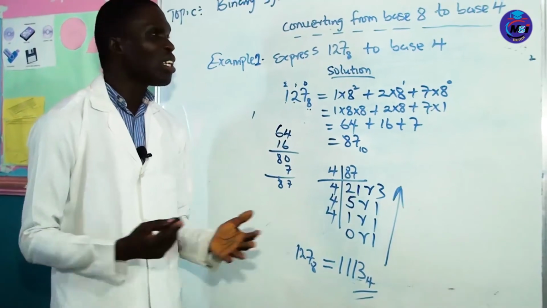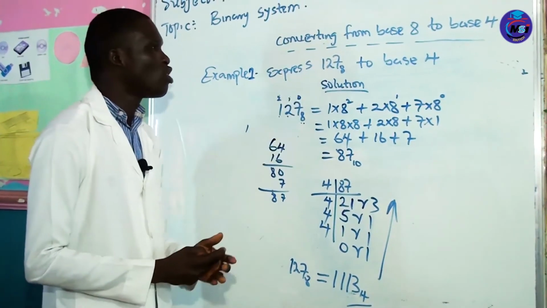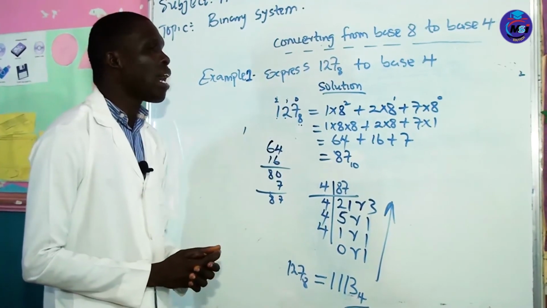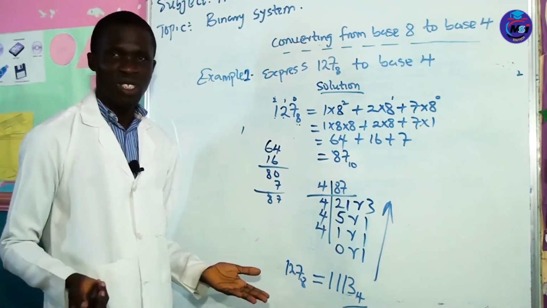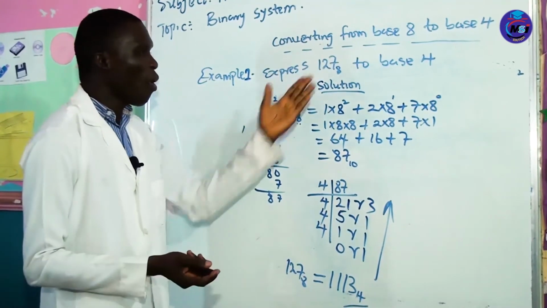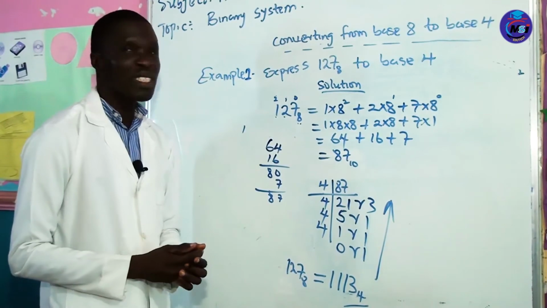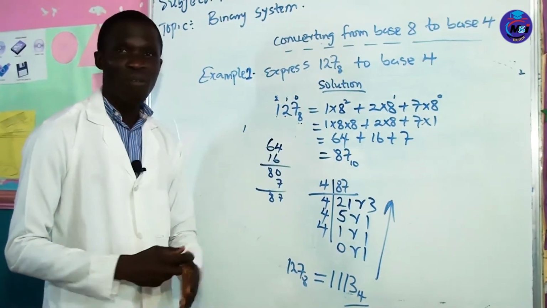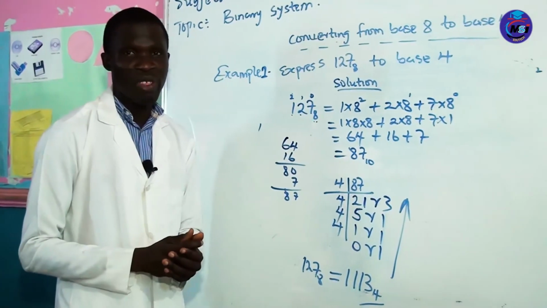Now you can also apply this method in converting. Just imagine that you set a question by yourself and you put 125 base 8 to base 4. You still get the same answer. Or you give yourself a question, 134 base 5 to base 4. It's still the same method you are going to use. So don't get confused with that.